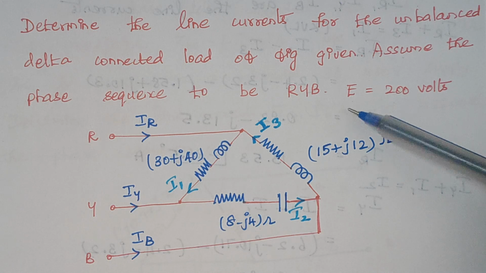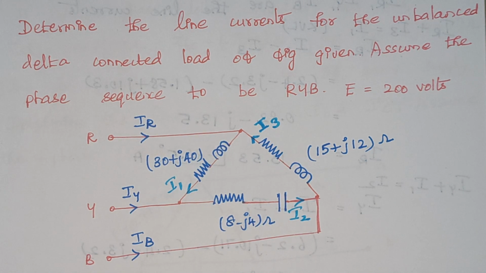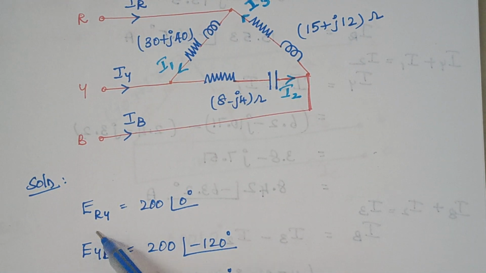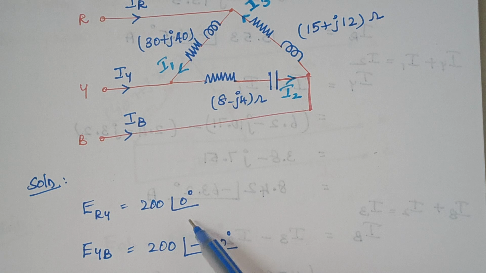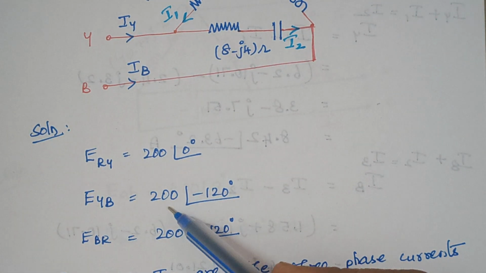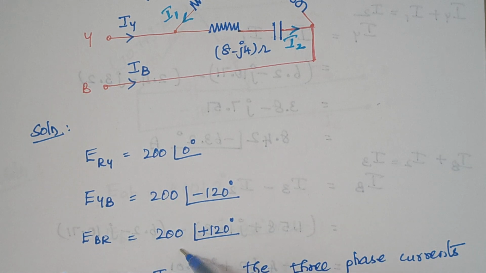Now the next thing is the value of E, which is given as 200 volts. Here the value of line voltage and phase voltage is the same, right? Because this is a delta connected load. So we are taking ERY as reference. Therefore ERY is equal to 200 with an angle of 0 degrees. The next one is EYB, which is 200 with an angle of minus 120, and finally EBR is 200 with an angle of plus 120.